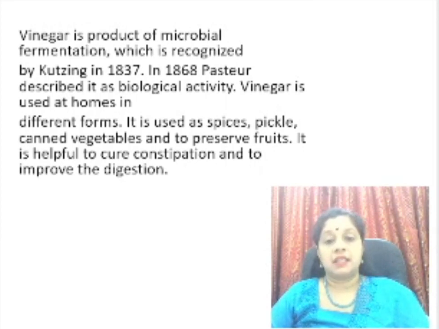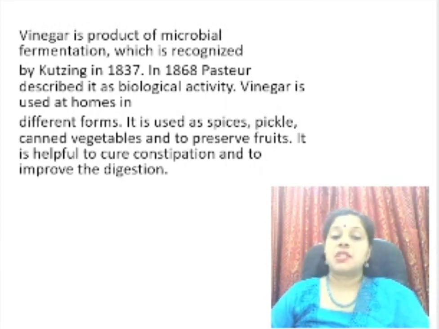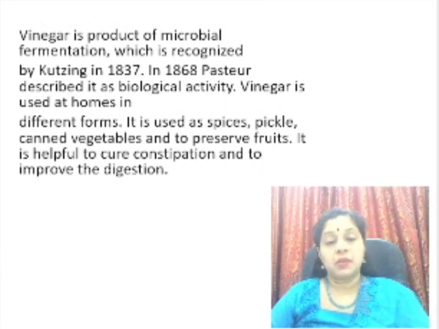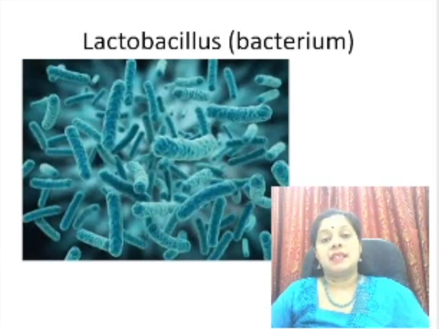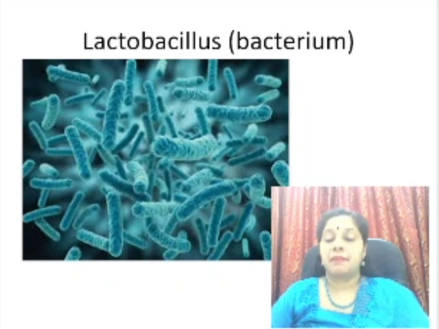Almost 30 years later, in 1868, Pasteur described it as biological activity. What are the uses of vinegar at home? It is used as a spice or as a cooking agent, or it is used in pickles as a preservative, used for preserving canned vegetables and fruits, and also it is helpful in curing constipation and helps in improving our digestion. Last organic acid is lactic acid, which is obtained from a bacterium called a lactobacillus.